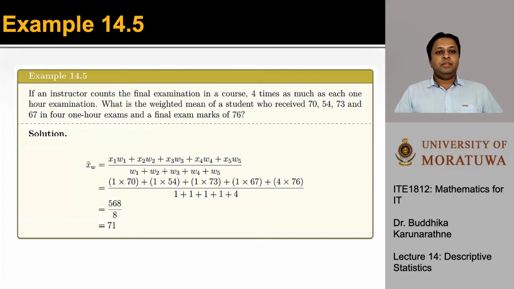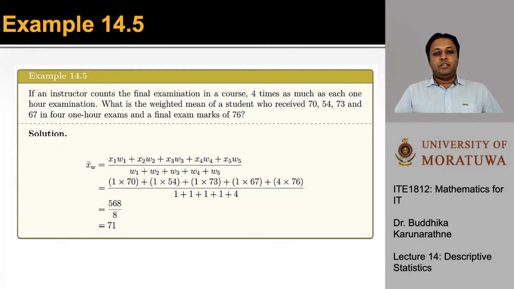We'll take an example. An instructor counts the final examination in a course 4 times as much as each 1 hour examination. You are required to find the weighted mean of a student who received 70, 54, 73, and 67 in 4 1-hour exams, and a final exam mark of 76. So the final exam is given a higher weight, 4 times as high as the 1 hour exams. How do you calculate it? You use this equation for the weighted mean. We have 5 instances here: the final exam as well as 4 other 1 hour exams. For all the 1 hour exams, the weight value is 1, and for the final exam, the weight value is 4.